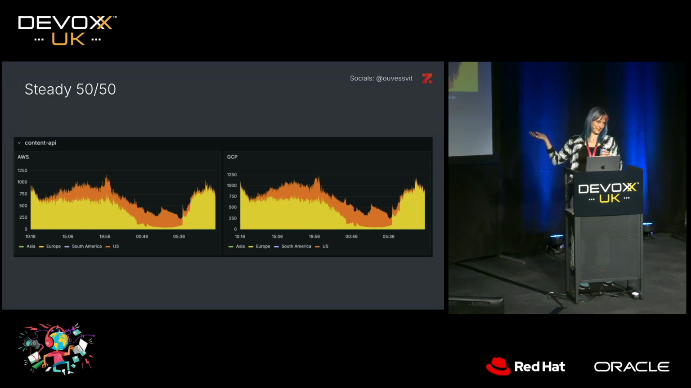And then we had a happy, steady 50-50. And we stayed there for a while to make sure that it is actually 50-50. So the apps were running, the customers were happy, latency was good. We fixed a bunch of issues that existed in the app, but nobody has ever noticed. That was really cool.